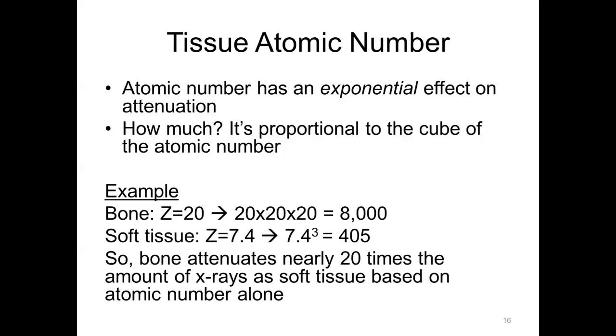So if you make a ratio of that, it tells you bone attenuates nearly 20 times the amount of X-rays as soft tissue. That's just based on atomic number, which is huge. We add in the other factors and it just compounds it. So bone is also more physically dense than soft tissue. So that's another directly proportional, not exponential, directly proportional increase in attenuation. And then if the tissue is thicker, that's also exponential.